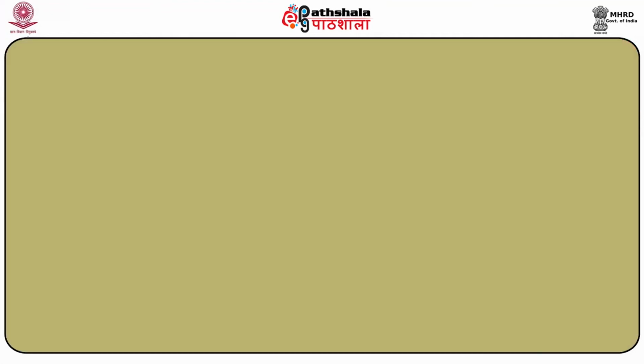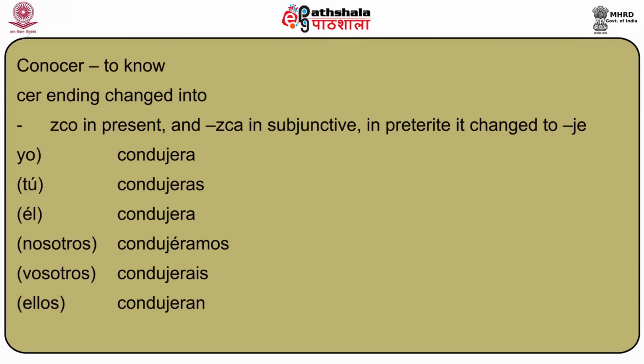Conocer, which means to know, has the cer ending, which changes into zco in the present and zca in the subjunctive. In the preterite, it changes to je. So, the third person plural form in the preterite is conocieron.